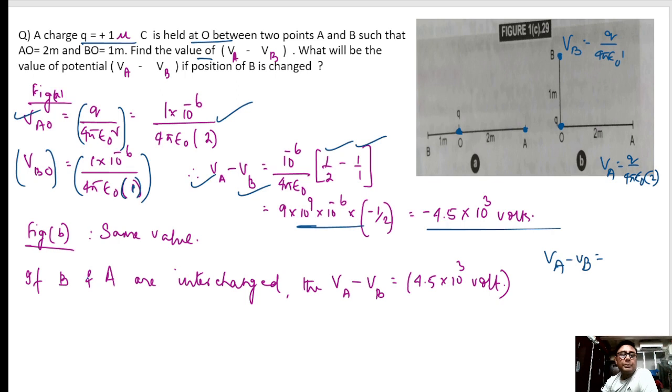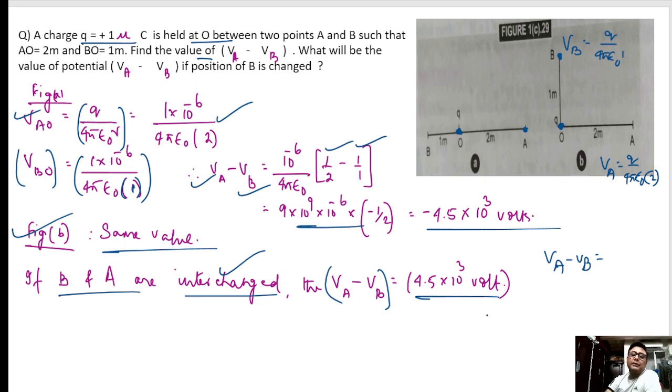Okay, if B and A are interchanged, the same value is coming. So the value will not be affected. The magnitude of the potential difference will not be affected. If B and A are interchanged, that means VA minus VB, the magnitude will remain the same. Clear?